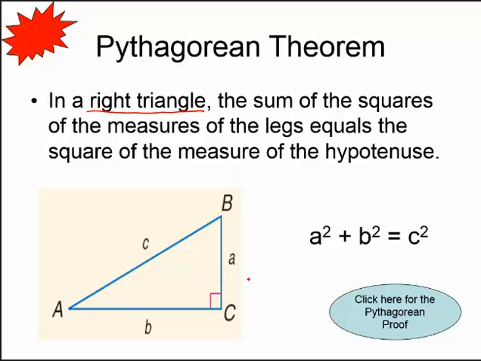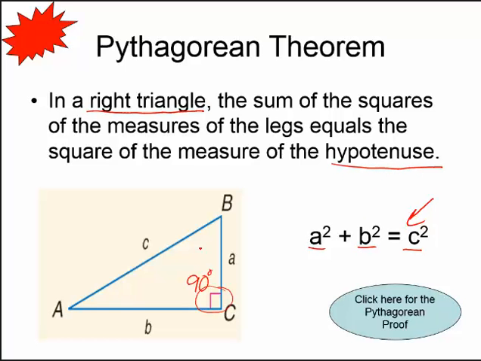How do we know if it's a right triangle? We look for the little box, or we can be told that this is 90 degrees. You can see it written either way, but you have to be told it's a right triangle in order to use this formula. The important thing is that you know c is this longest side. That longest side has a special name called the hypotenuse.